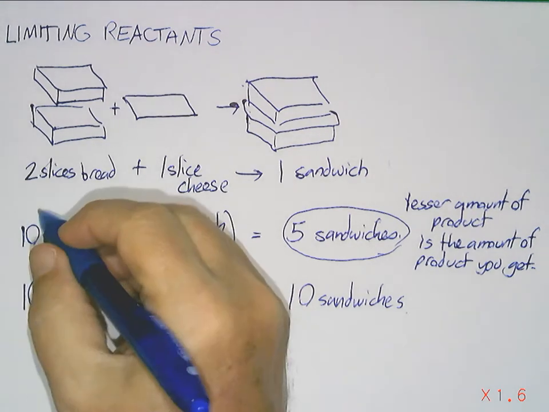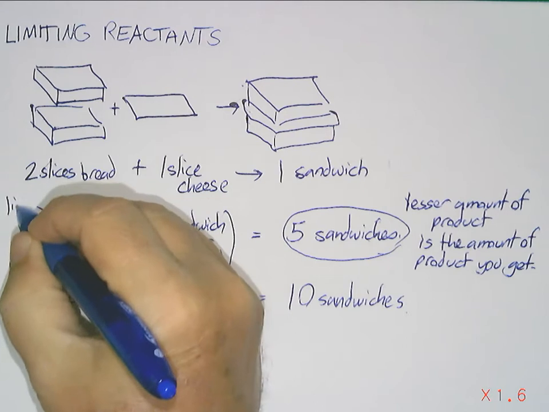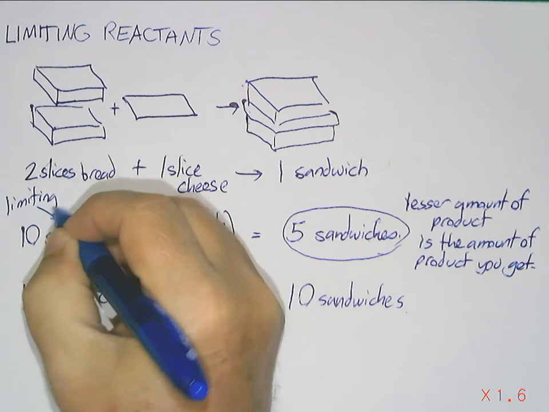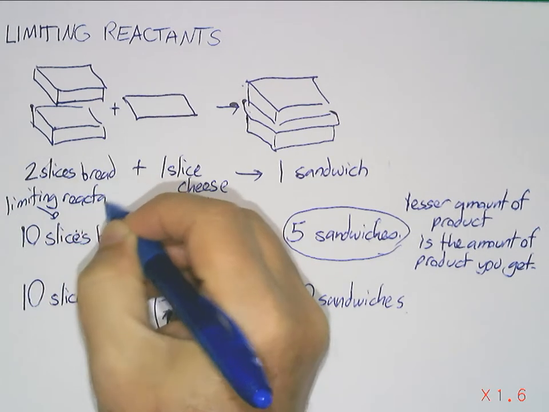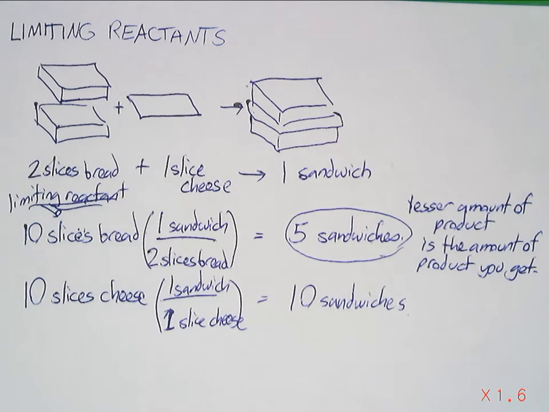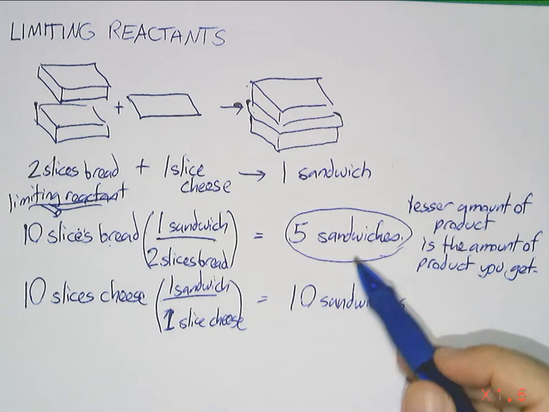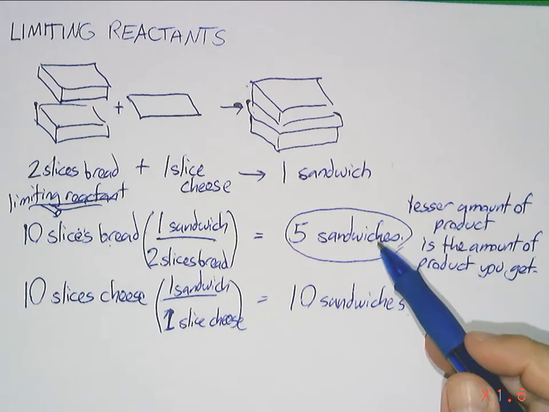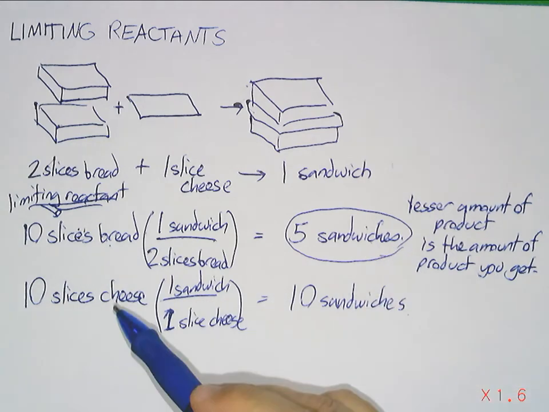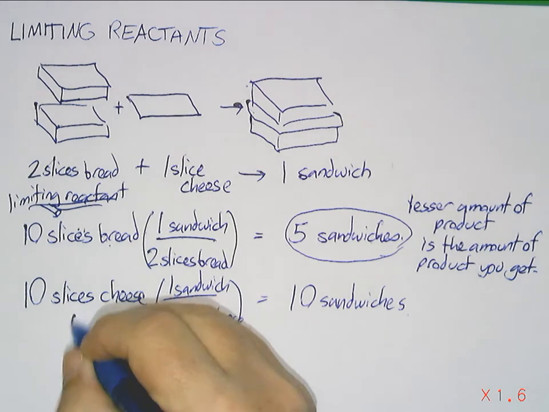This is called the limiting reactant. The limiting reactant is the reactant or the ingredient that gives you the lower amount of product, the actual amount of product that you get. This one here is excess.